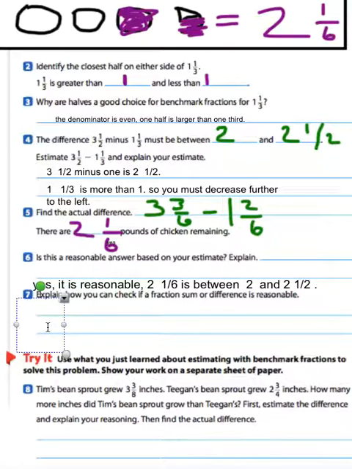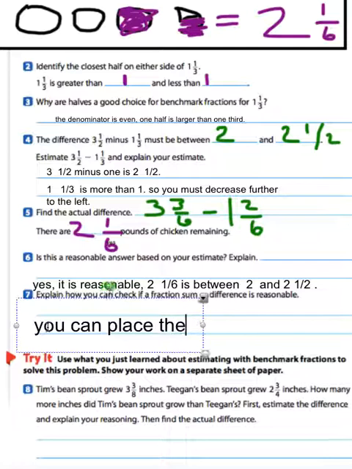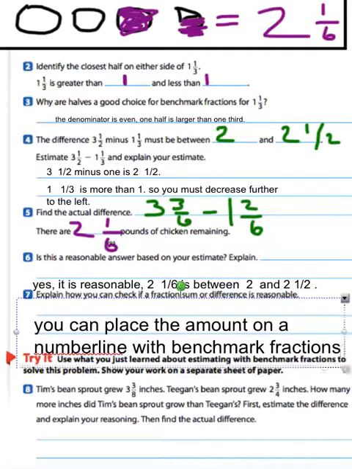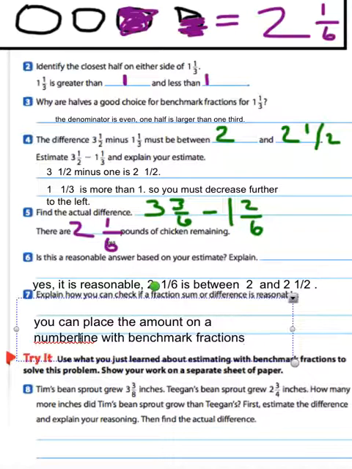What did we do in this lesson? How would we check? You can place the amount on a number line with benchmark fractions. And number line is 2 words. And here we go. We have our answer.